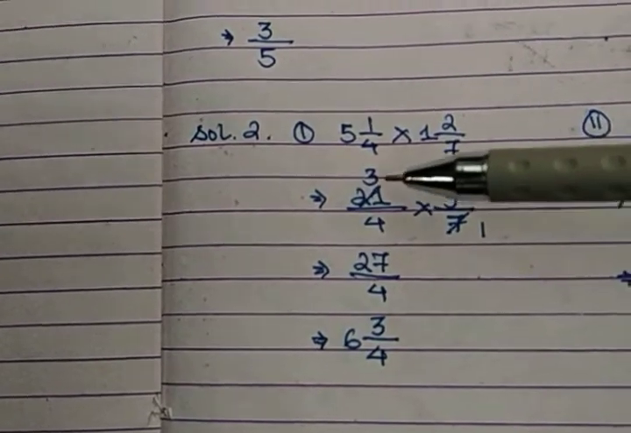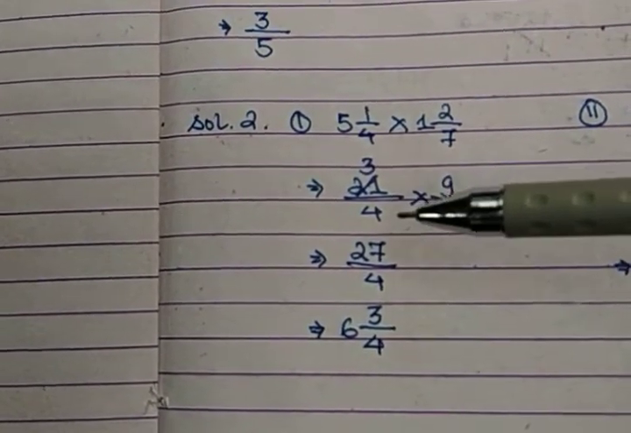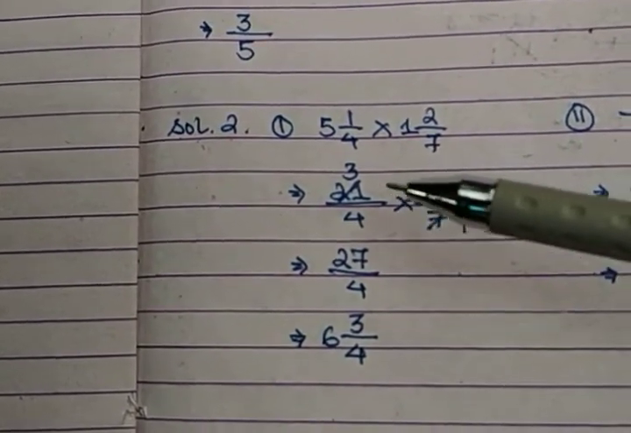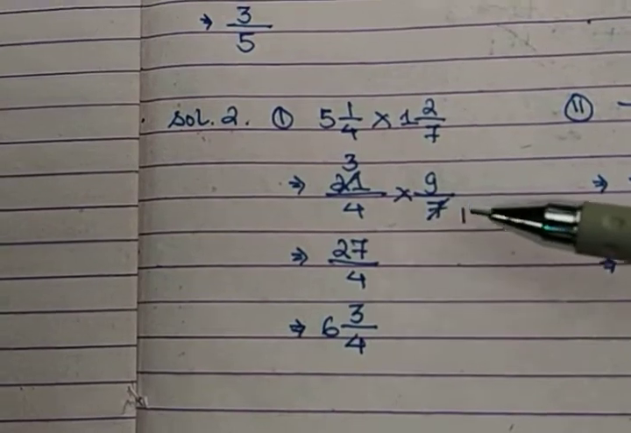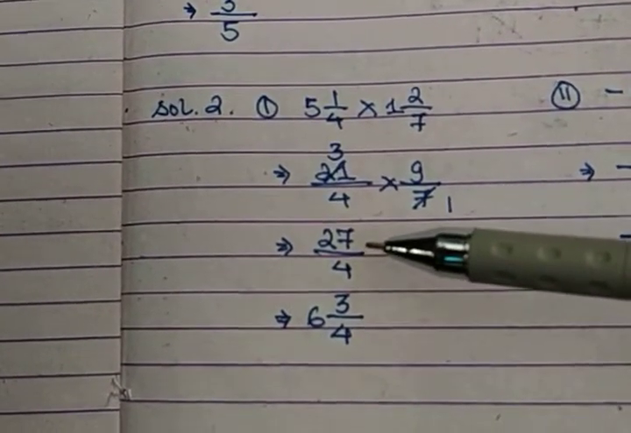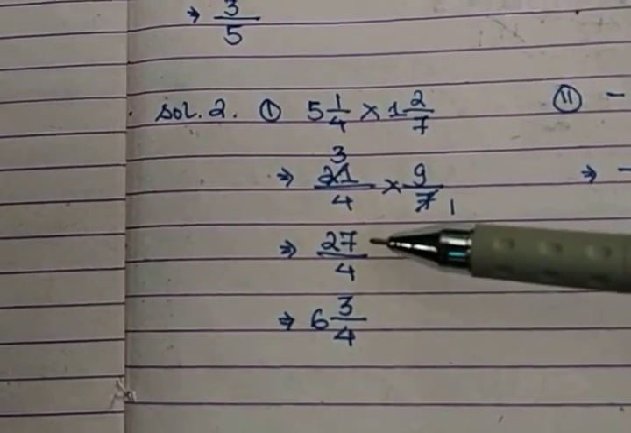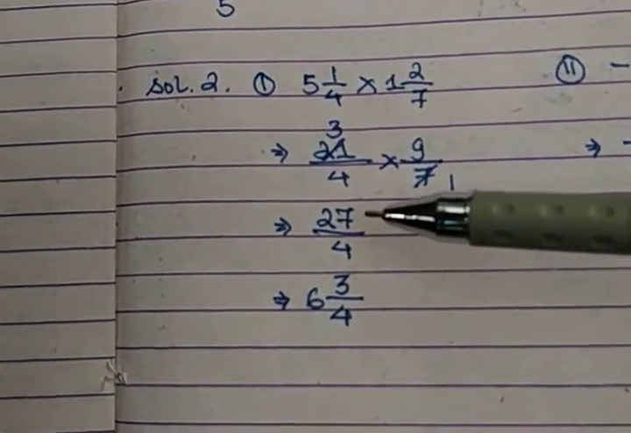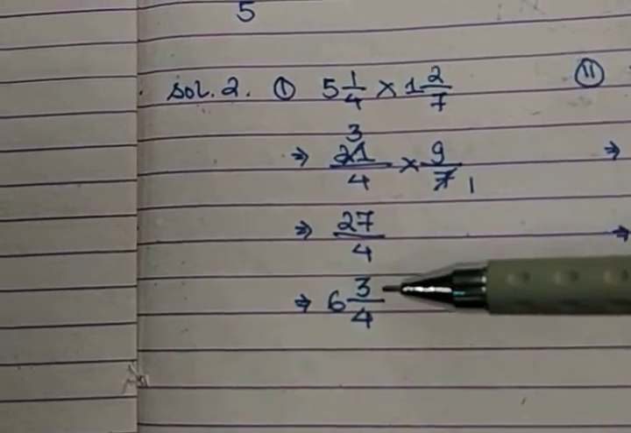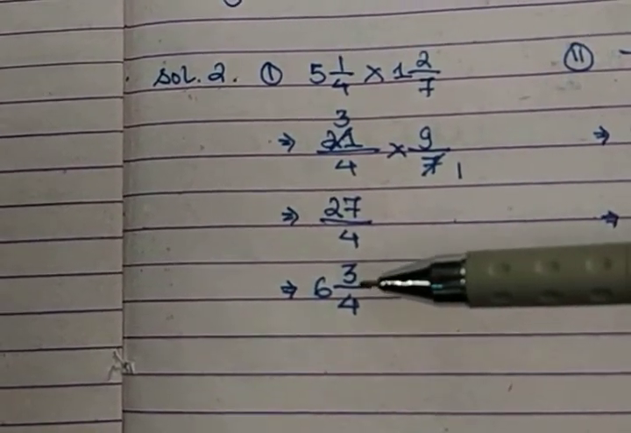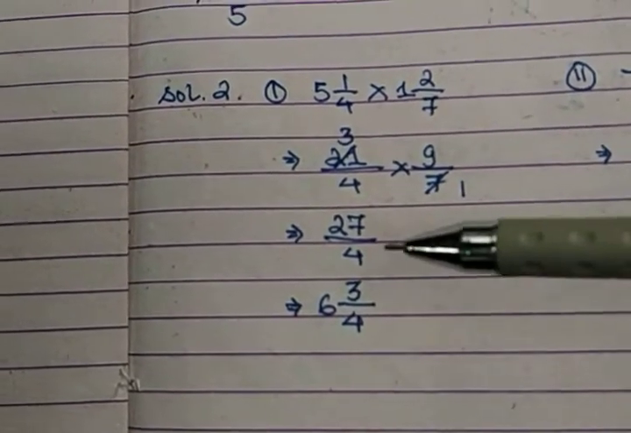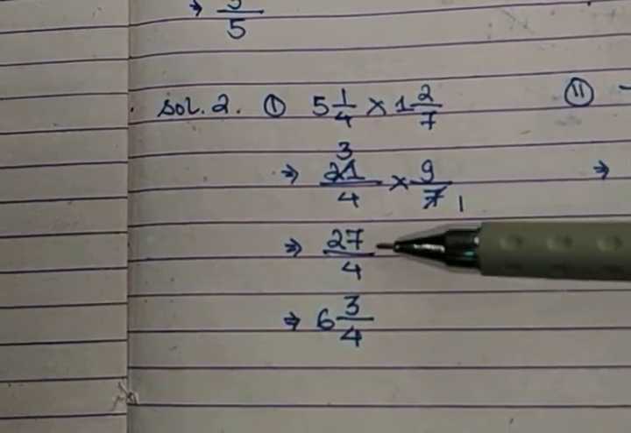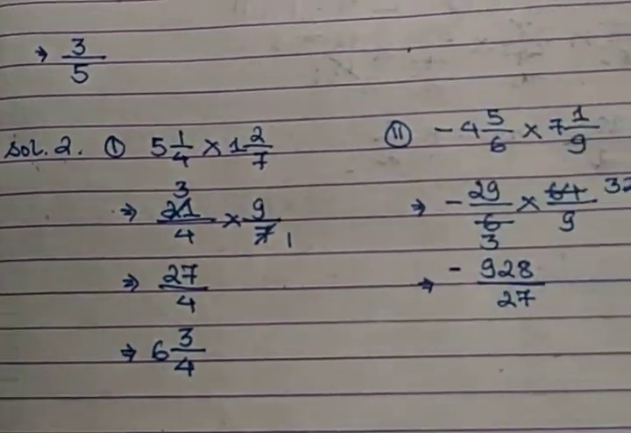So what's next? We need to multiply the numerators, we need to multiply the denominators, since there were no common factors. So 3 into 9, it's 27. 4 into 1, it's 4. 27 by 4, since it's already in the simplest fractional form, whether you convert it or not, the answer stands the same, isn't it? If you want to convert it to mixed fractional form, your answer will be 6 3 divided by 4. Or you can keep your answer as an improper fraction, because it's already in the simplest fractional form, isn't it?